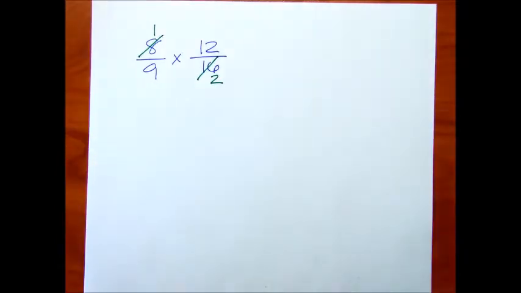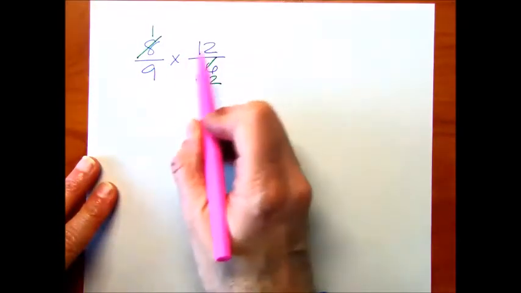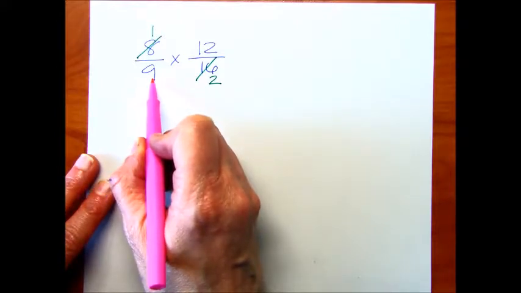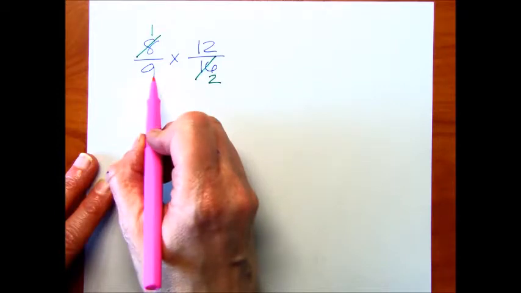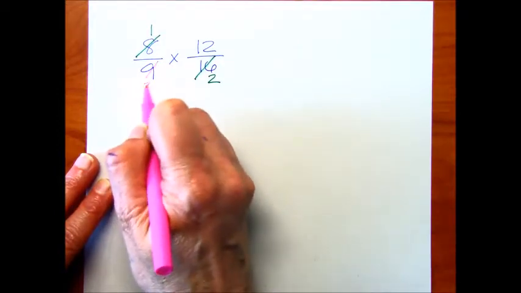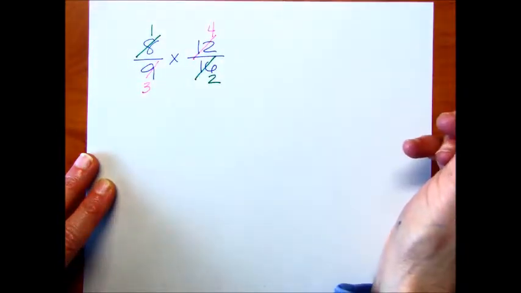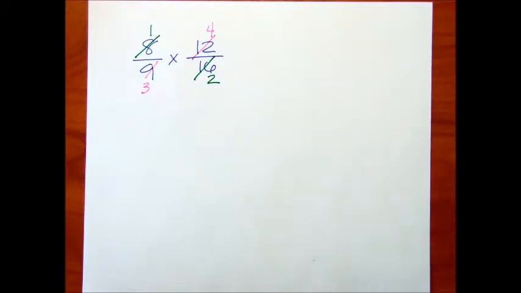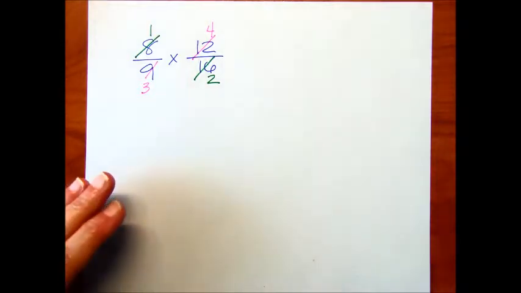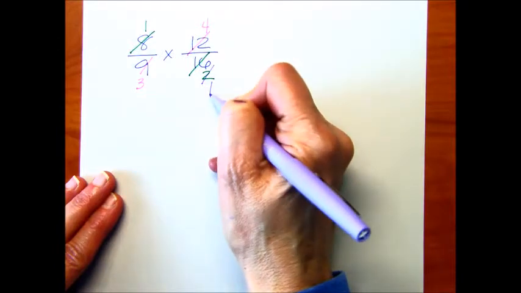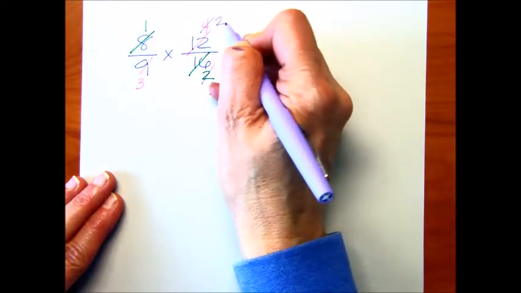Now, I'll use a different color. I'm going to do some reducing with these numbers here. Now, the greatest common factor between 9 and 12 is 3. So in my head, I'm going to divide 9 by 3, which will give me 3, and 12 divided by 3 will give me 4. Now there's one more that I can do. I can reduce this 4 and this 2. 2 goes into 2 once, and 2 goes into 4 twice.